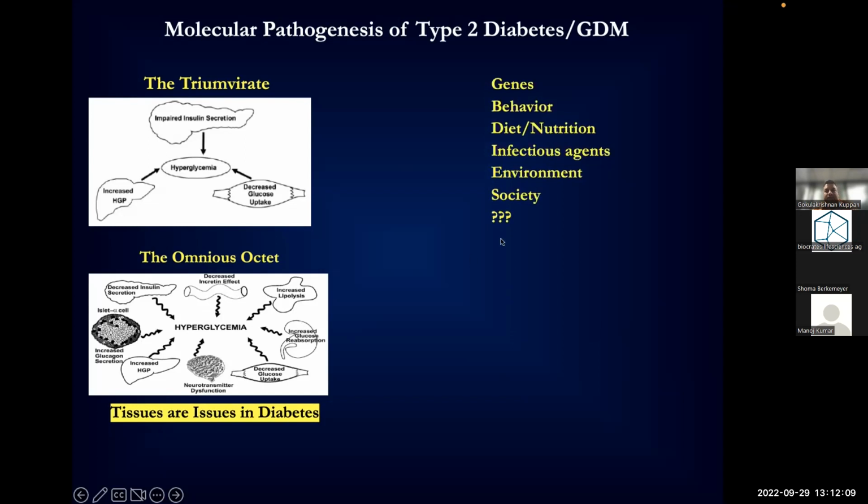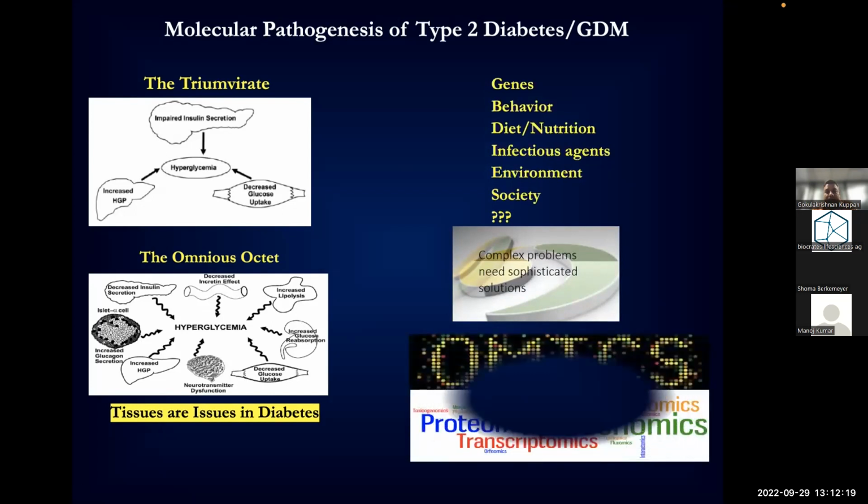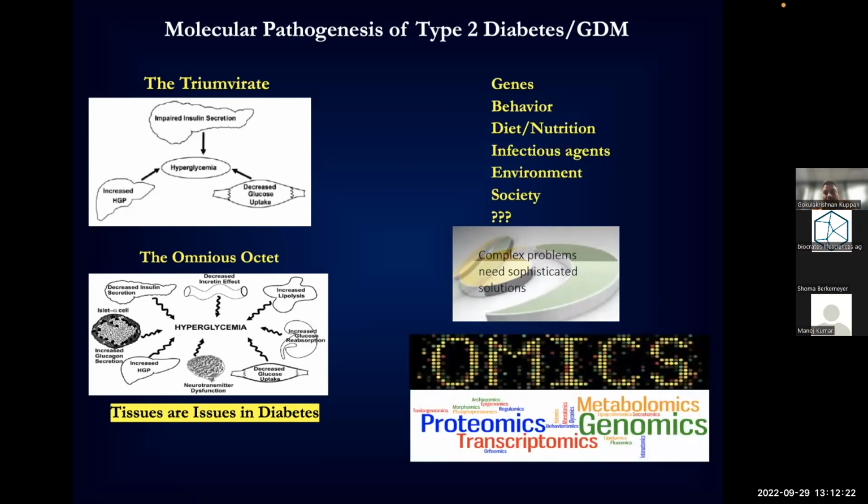And what are the risk factors? Genes or behavior, nutrition, or any infection, agency, society, no idea. So it is a complex problem which needs complex or sophisticated solutions. For that, most researchers started looking beyond glucose, at what is happening at the proteomic level, at the genetic level, at the metabolomic level, even at the gut microbiome level.